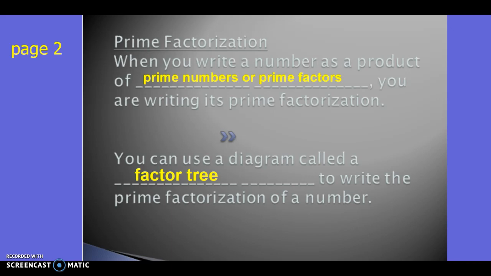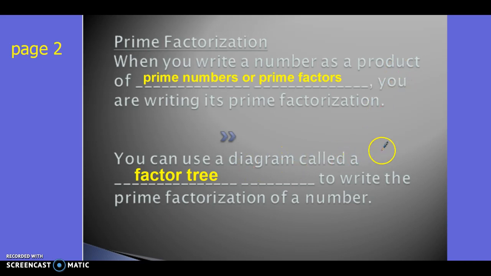We're going to work on finding something called the prime factorization of a number. That is when you write a number as a product of prime numbers or prime factors. That's called writing its prime factorization. The word product here means that we're going to be writing it as a bunch of things multiplied together, a bunch of prime numbers multiplied together.